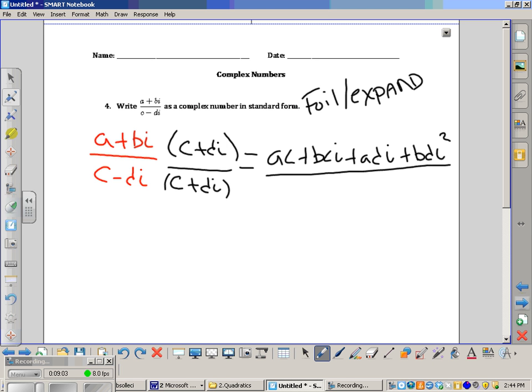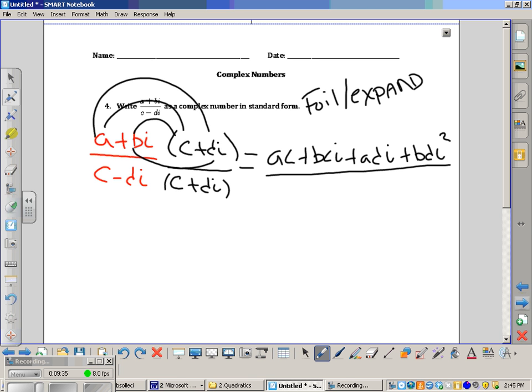I'm going to pause for a second. I'm going to double check that foiling in my head. So the first two terms are AC, then I have BCi. Yeah, BCi, there are those. So BCi, then ADi, and then BDi squared. Got it. Looks like I hit those. Take a look at that work, see if you agree. You can always hit pause, remember.